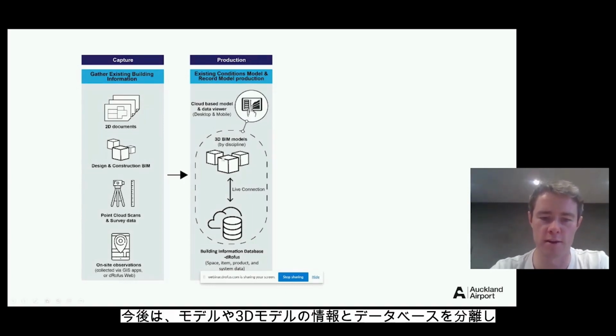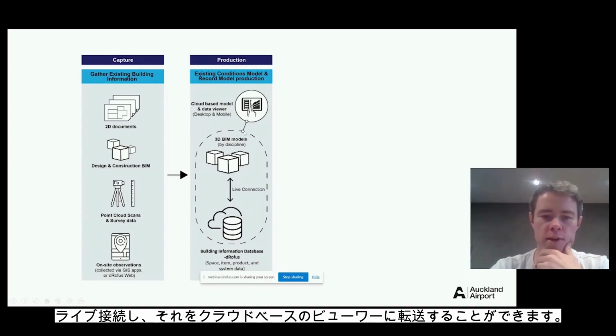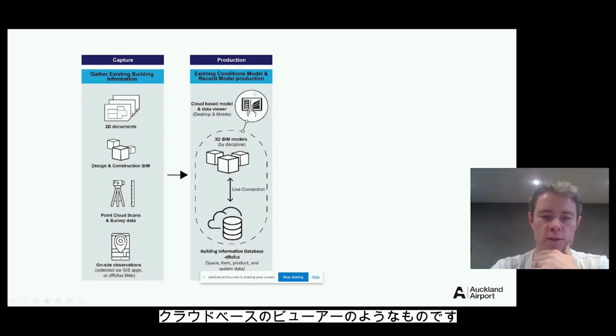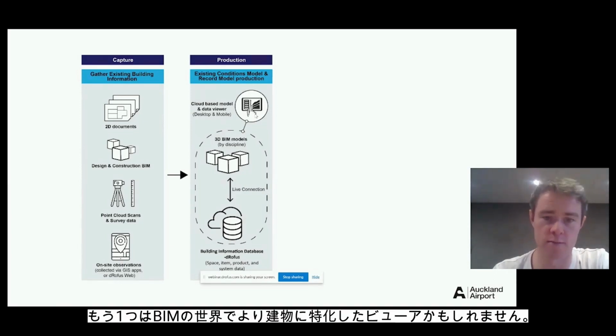So, going forward, it's separating that model or 3D model information from the database, and then having those two linked with a live connection, and then being able to feed that up to some sort of cloud-based viewer. And in our case, it might be that we have multiple viewers. So one could be within GIS, and one could be more of a building-specific one in the BIM world.